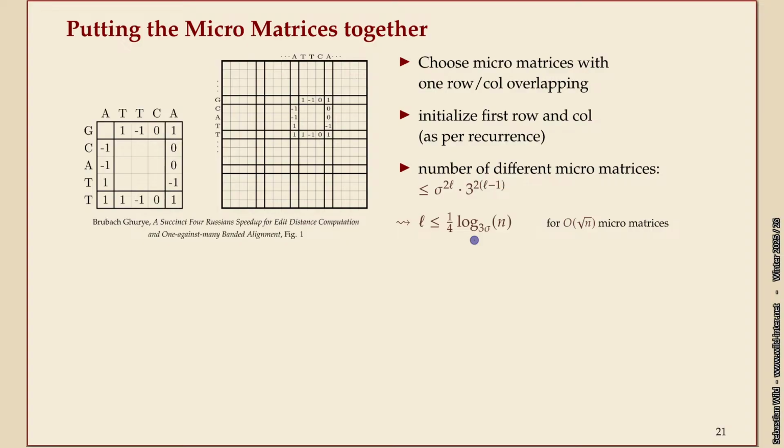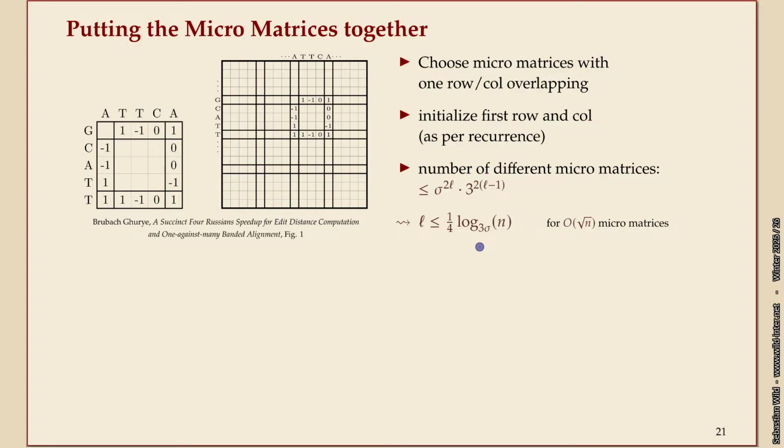So here, if we want the number of different micro matrices that we have to do the exhaustive tabulation for to be reasonably small, say root n, we have to pick a fairly small L. In particular, the log here involves the alphabet size. So even if we set sigma to 4, that's already taking log base 12. That's essentially the length of a decimal number, right? So you want to be in the millions before this makes any sense.